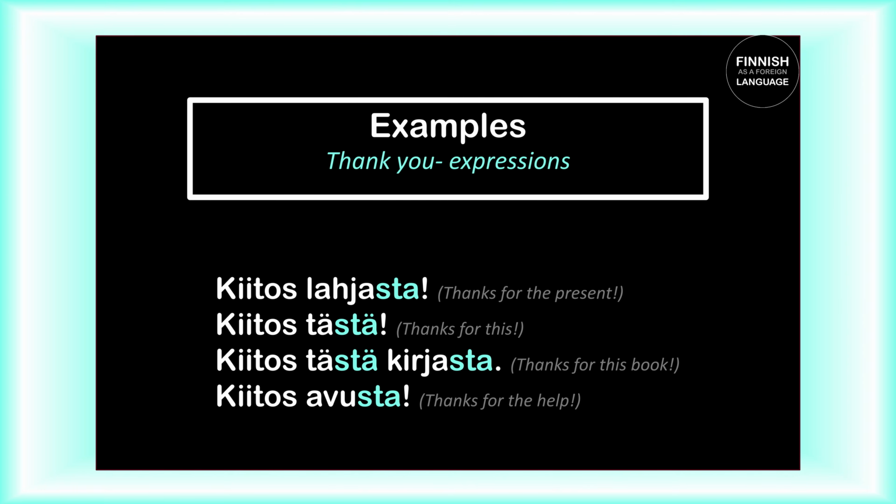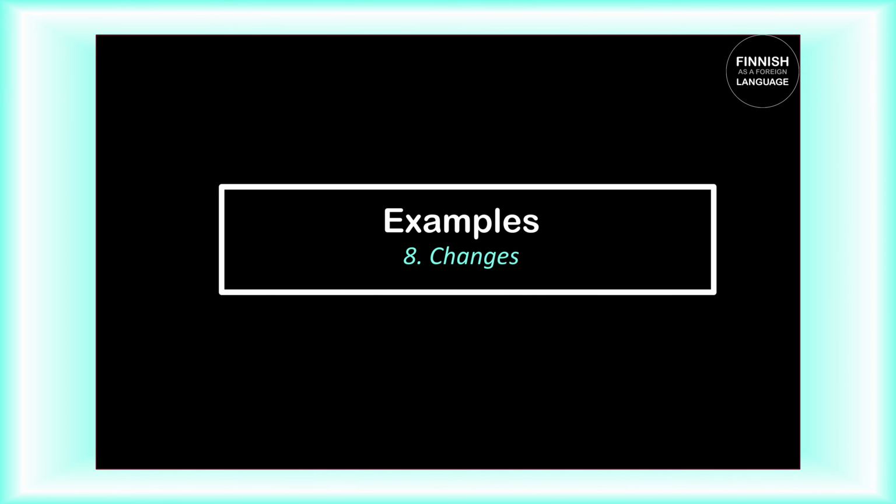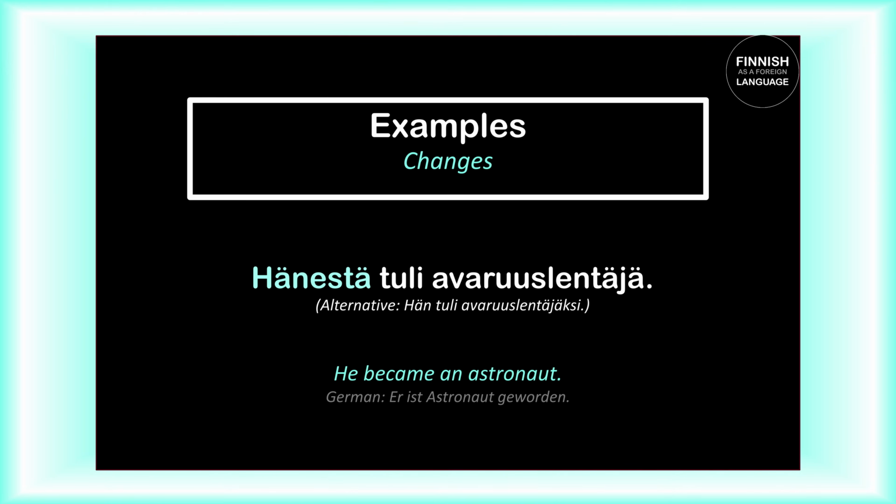Next and last situation before we move on with the verb and adjective fractions. The elative case is also used when we're talking about changes. What does it mean? Here's one example. Hänestä tuli avaruuslentäjä means he became an astronaut. So hänestä here is the elative case of hän, which means he or she. And we use the elative case here because we want to express what changed. So he changed from not being an astronaut into being an astronaut. So this is why we use the elative case here.